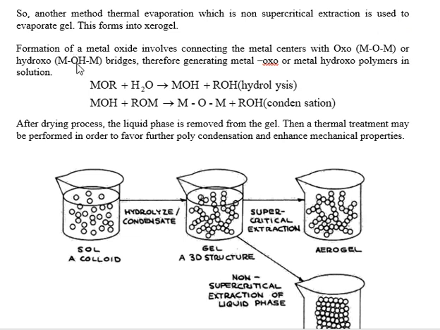is used here. That means using only temperature variation thermally, we are going to extract the alcohol from the gel, so that the gel forms into xerosol. See here, the formation of metal oxide, alkoxide involves connecting the metal centers with oxo (M-O-M) or hydroxo (M-OH-M) bridges, therefore generating metal oxo or metal hydroxo polymers in the solution. So, coming to the reaction mechanism finally.